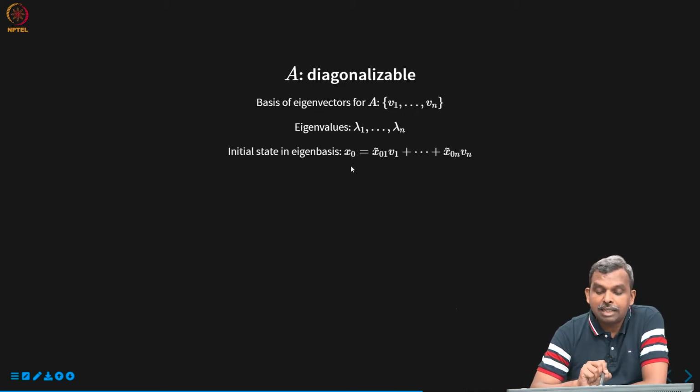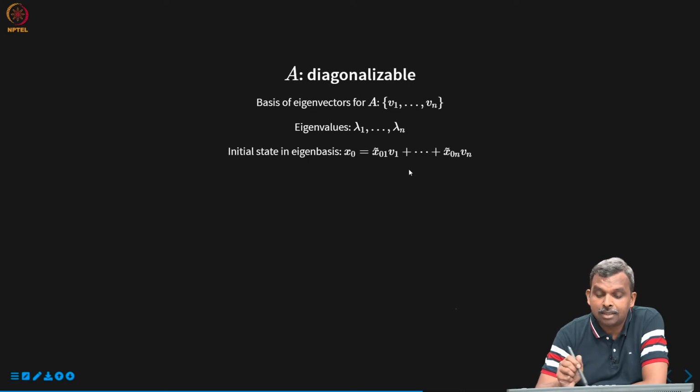Since this eigenvector basis is there, any initial state x naught, in fact any vector v, I can write as a linear combination of the eigenvectors v1 through vn. Those coefficients I am simply giving some names, x tilde 0 1 through x tilde 0 n. So, the coordinates of x naught with respect to the eigenbasis I am calling x tilde 0 1 to x tilde 0 n. If you multiply this out, you may get its coordinates in the standard basis, but I am interested in the coordinates in the eigenbasis.